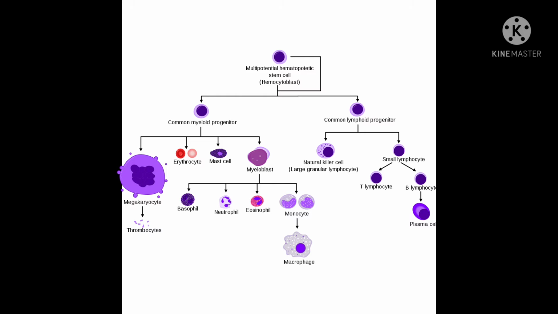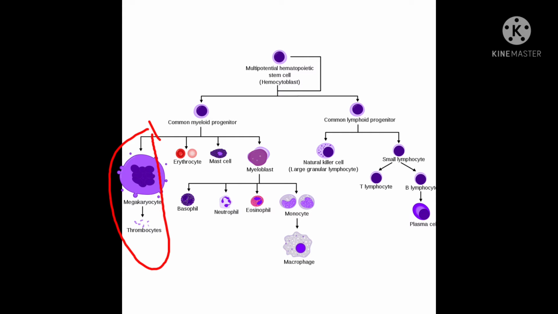So, as you can see here, hematopoietic stem cells, which are the multipotent immature cells present in the bone marrow, are responsible to develop into many other mature cells. So, these HSC cells give rise to myeloid progenitor and lymphoid progenitor. Myeloid progenitor further gives rise to megakaryocytes, erythrocytes, mast cells, and myeloblasts.